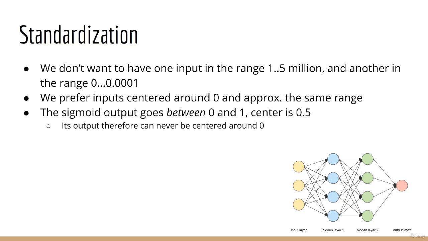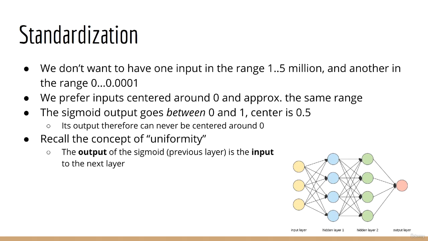This goes back to our idea of the uniformity of a neural network. One layer of a neural network takes as input the output of the previous layer. So if the previous layer is outputting numbers centered around 0.5, that's not quite right. This is because this output is going to become the input to the next layer, and the next layer wants to also see inputs which are standardized. Therefore, we want both the inputs and the outputs of each layer to be standardized.